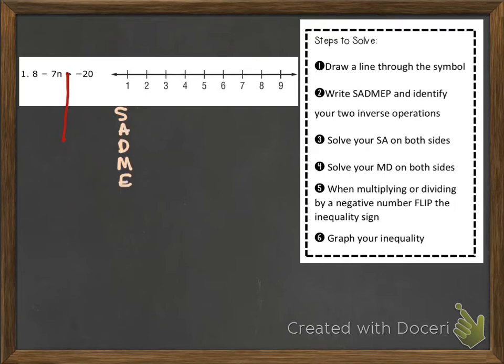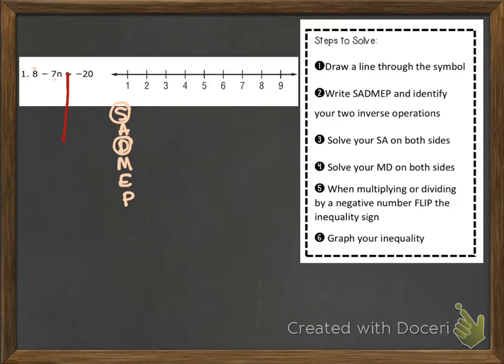This is PEMDAS backwards because I'm undoing my operation. So if I look here, that is a positive 8, so the inverse operation to that would be subtract. And then this is multiplication, so the inverse operation to that is to divide. So then it says on step 3, solve your SA on both sides.